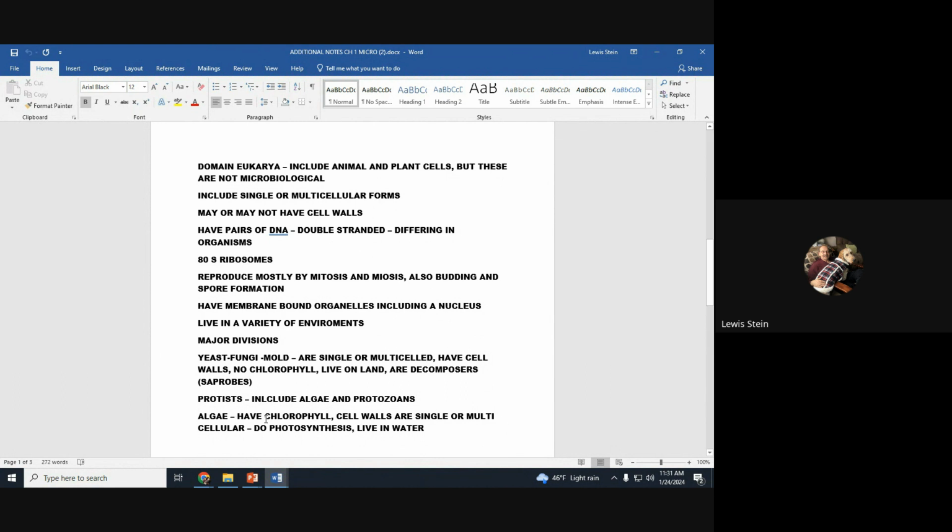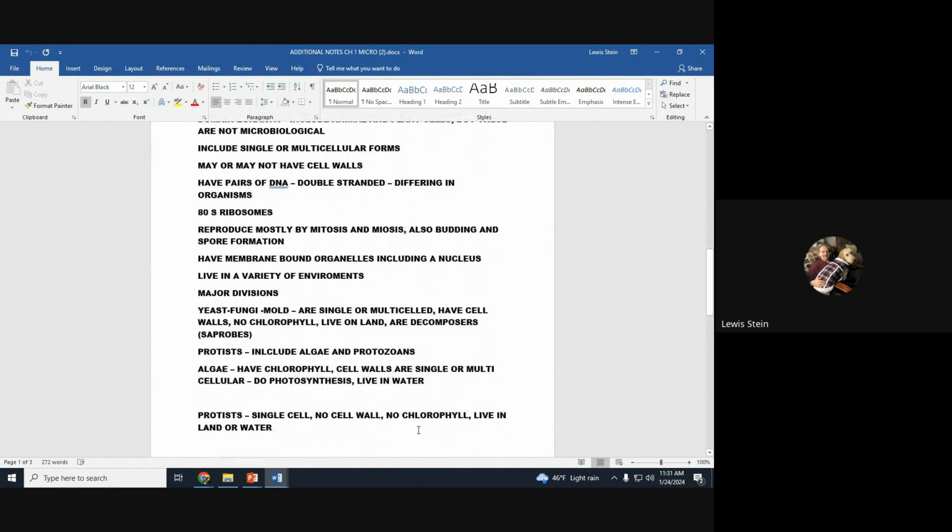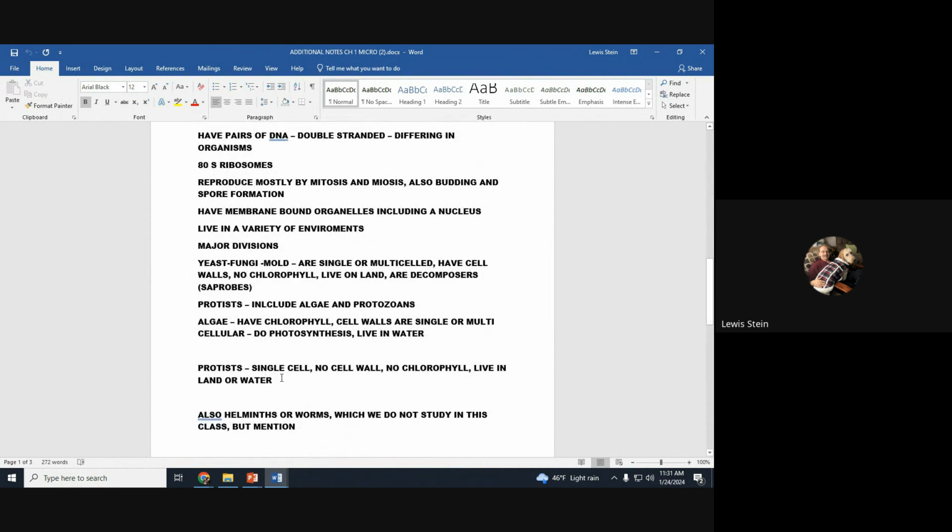So algae are like plants. They have chlorophyll, they have cell walls, and when we start to see them, they start to become multicellular. Photosynthetic, by definition, only water-based. Protozoans are protists, single cell, no cell walls. They're like little single-celled us. No chlorophyll, can live on land or thrive in water. Again, I don't do the worms.